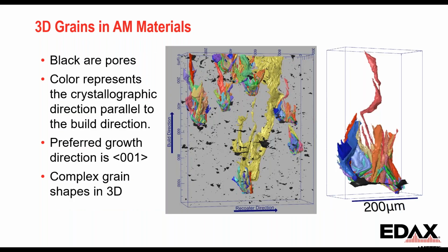This is an example from Dave Rowenhorst at the Naval Research Lab, where they've looked at these types of materials in 3 dimensions and looked at the grain shapes in 3 dimensions. And you can see from these images that the grain shapes are quite interesting. They're not nice equiaxed grains. And so, being able to collect lots of data for both 2D and 3D analysis is important.